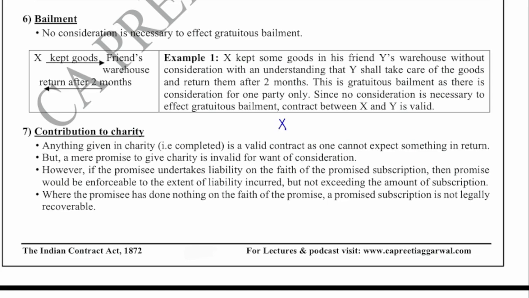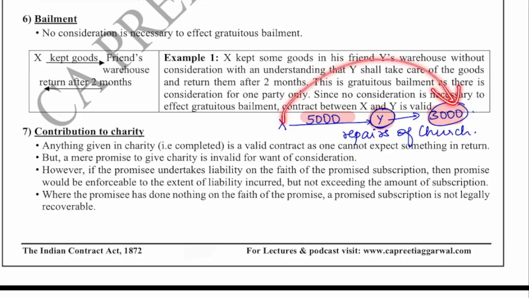Now, just one small point over here. Let's say that X promised to give 5,000 rupees to Y for repairs of a church. Okay? He has only promised, he has not given anything. Ideally, this is not a valid contract. But on the basis of this promise, Y has incurred 3,000 rupees to buy labor material for repairs. Then law says, if on the basis of your promise, Y has already incurred some expense, then X, you will have to give him at least 3,000. At least that much you'll have to give him.